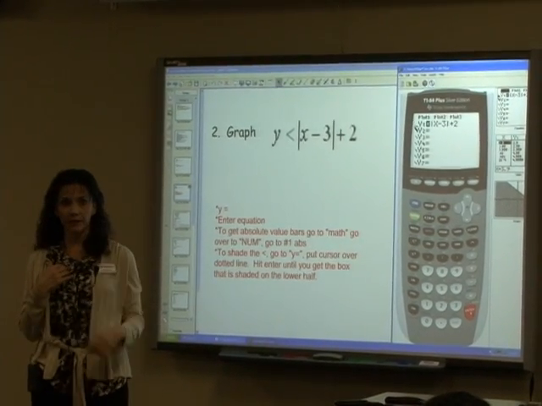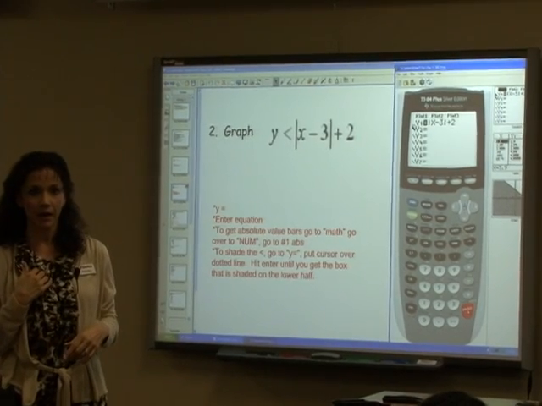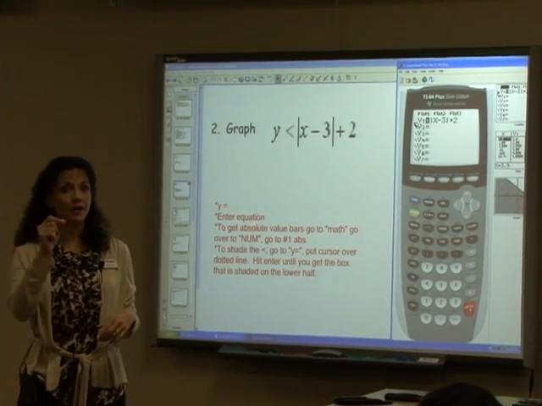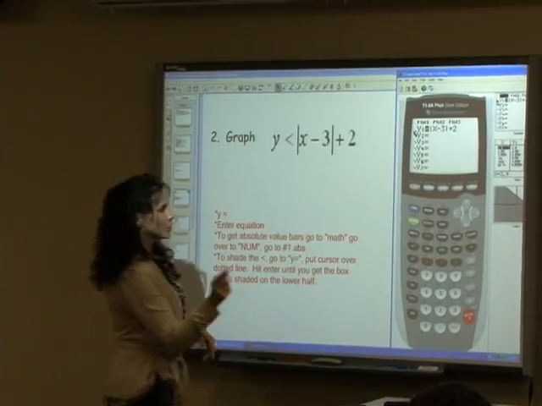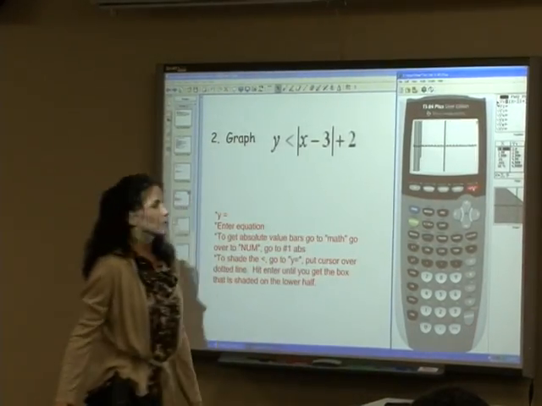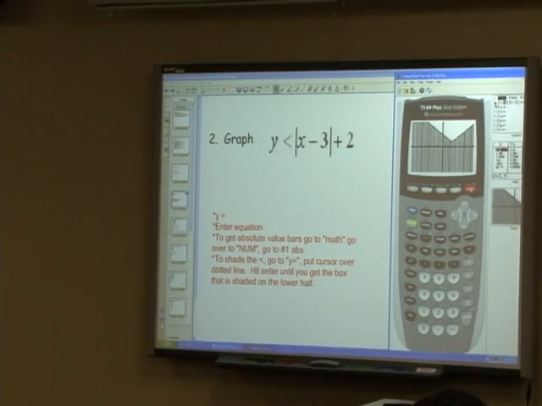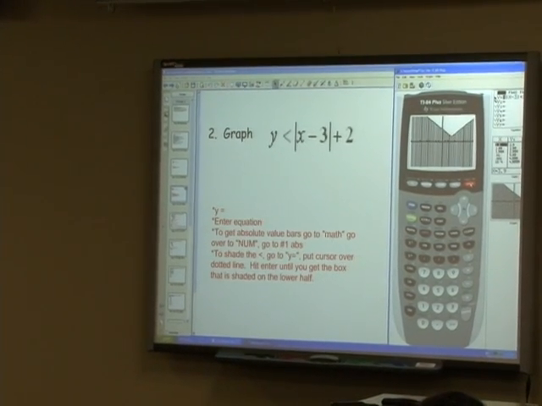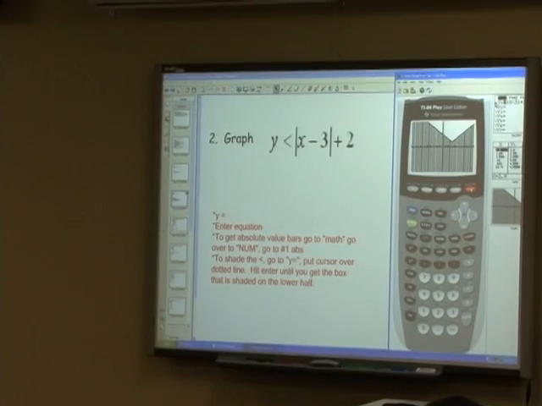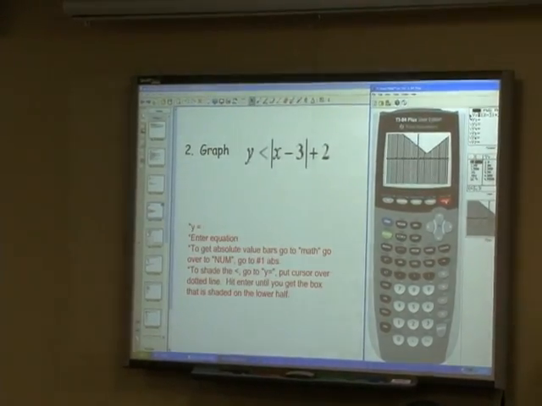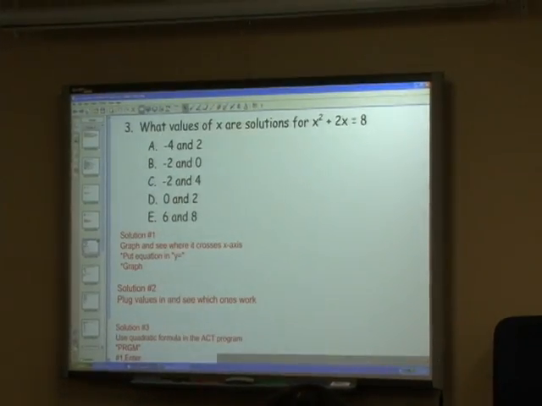All right, yes? Okay, if it has a triangle, hit enter one more time. Okay, I'm going to hit graph so you can see what it's going to look like and see how it's shaded below. So I would take that graph and I would match it up to the graphs that they have. All right, so let's look at the next one.